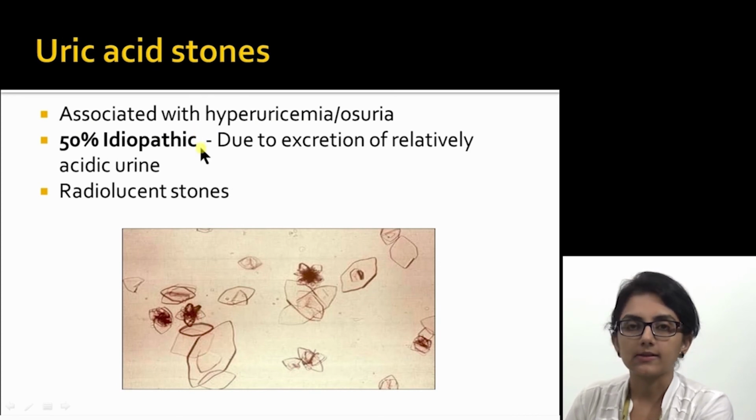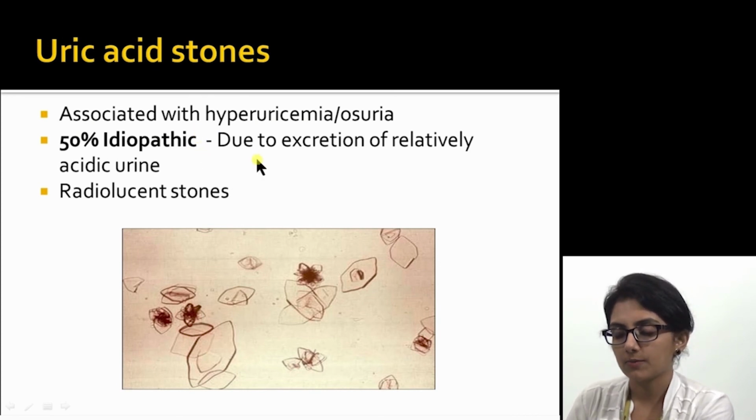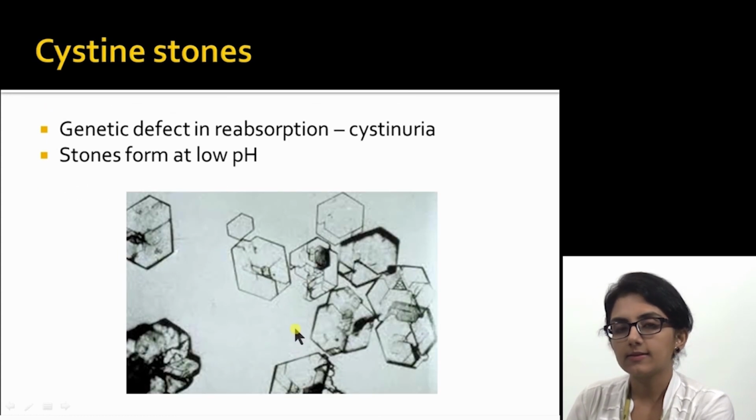But we know that there is an association with acidic pH. As I had mentioned before, these are radiolucent stones and may not be picked up on an X-ray. And this is what we see in the urine. We see these rhomboid kind of crystals, translucent crystals of urate. Cystine stones are relatively rare.